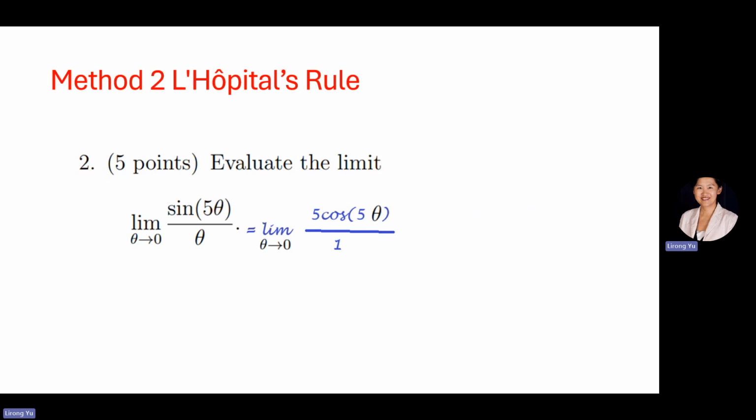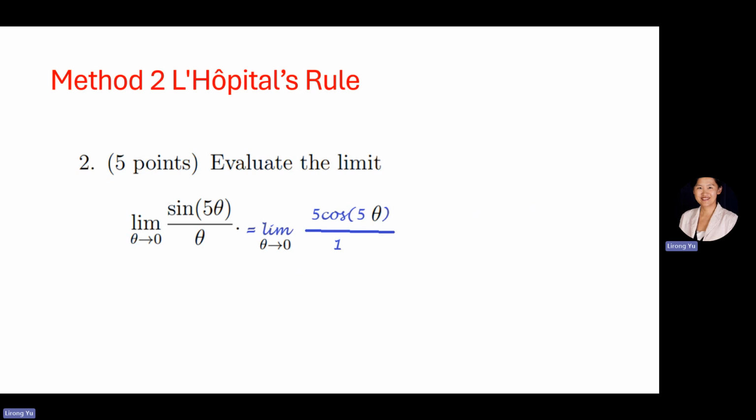When that happens, you can use L'Hopital to calculate it. Again, L'Hopital is not calculating it for you; it allows you to rewrite it. So we find the derivative of theta. Theta is a variable, so the derivative equals 1. Then we find the derivative of sine 5 theta. The derivative of sine is cosine, but the inside function is 5 theta, and the derivative of 5 theta is 5. So we multiply the two based on the chain rule.